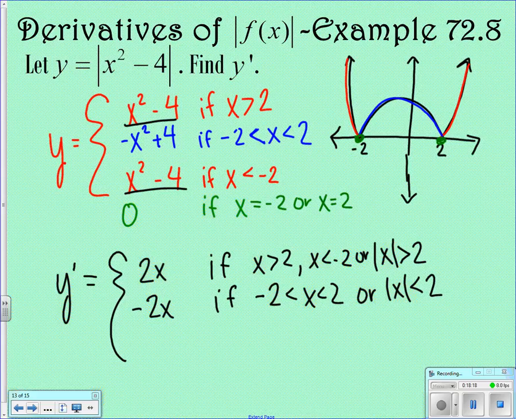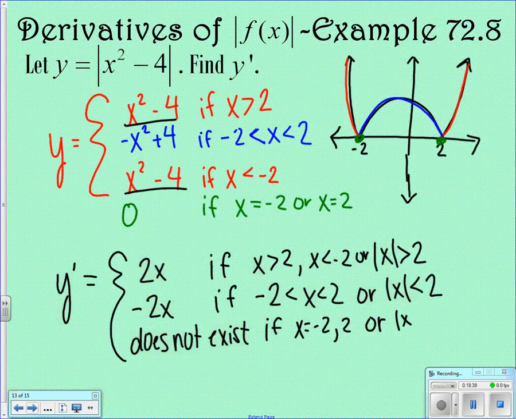And then the last part we have, the derivative of the 0 actually does not exist, because remember, we can't take the derivative at those two sharp points. So we have a does not exist, and that's if x equals -2 or 2, but you can also write that as just the absolute value of x equals 2. And so by using absolute values, it kind of shortens what you have to write, but I'm fine if you want to write it out a little bit more. So that would be the derivative there.